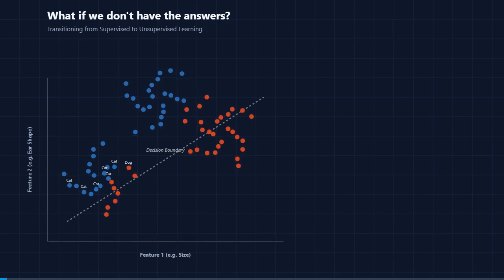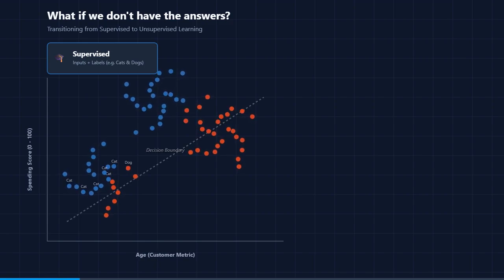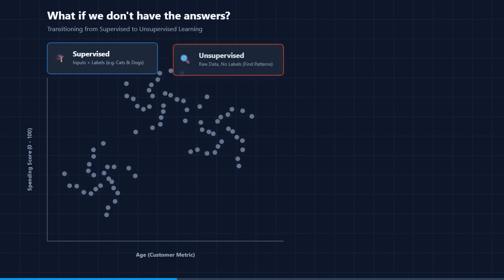Up until now, every machine learning algorithm we have looked at, like random forest, linear regression, and gradient boosting, has been part of a category called supervised learning. In supervised learning, you act like a teacher. You give the algorithm a dataset full of inputs, and you also give it the exact right answers, known as labels. You tell the algorithm, this image is a cat, and this image is a dog. Now, learn the difference. But the real world is rarely that clean.